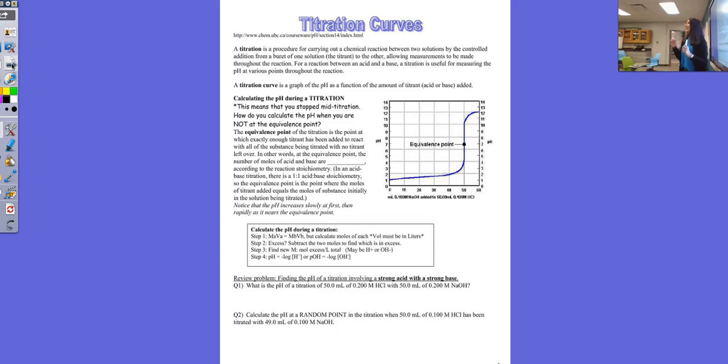Step number 1, you need to use MaVa equals MbVb to figure out moles. Step 2, subtract to find the excess. Very good. Step 3, divide by the new total volume. Very good. Step 4, negative log it. Awesome. Negative log it. If it's the OH minus that was in excess, you just found pOH. So that's what this part is down here. Again, like I said, some of this is going to be a review of what we've already done.